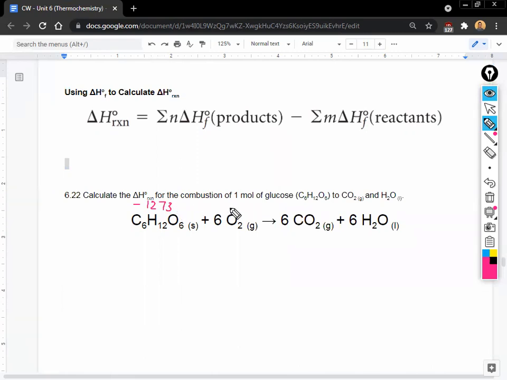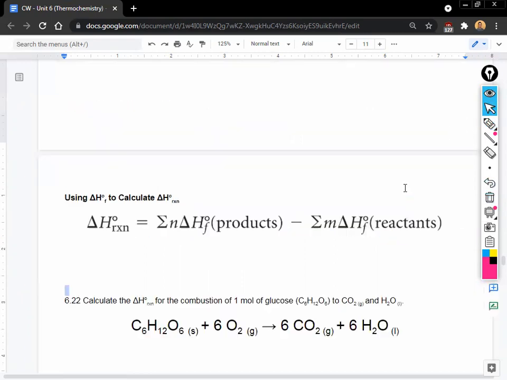Now oxygen, we don't need to look this up on the table because this is elemental form, right? So what's going to be the enthalpy of formation for oxygen? 0, yes, correct. So oxygen is going to be 0. Okay, so far so good? Again, all these numbers will usually be provided for you. They're in the appendix, and that's how you'll find them for your homework.